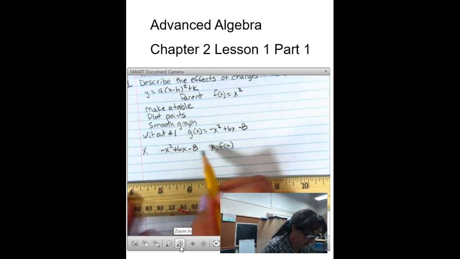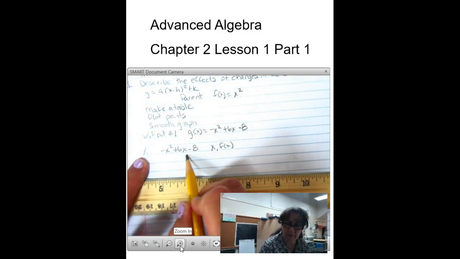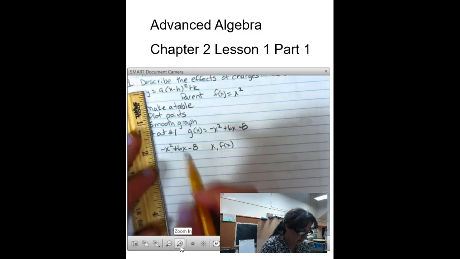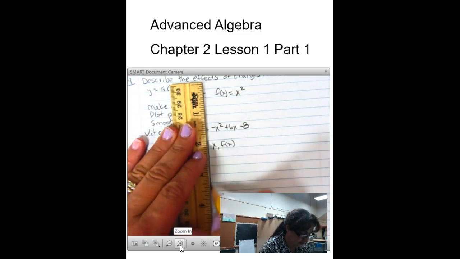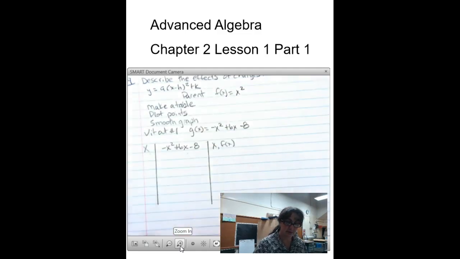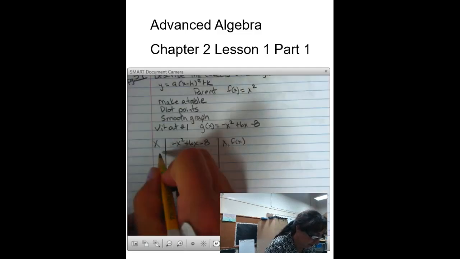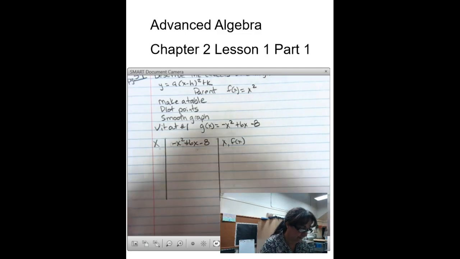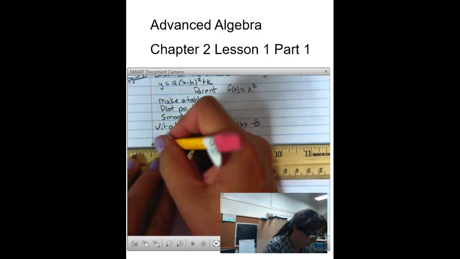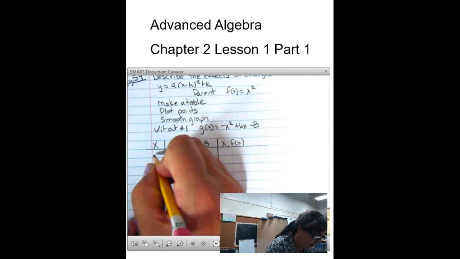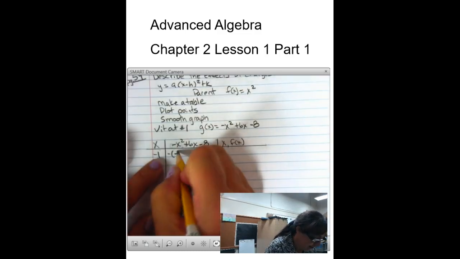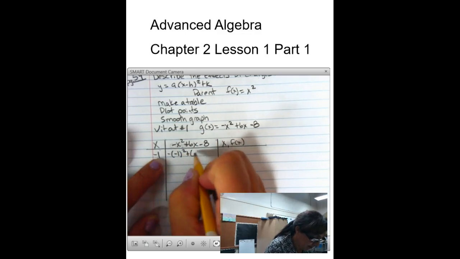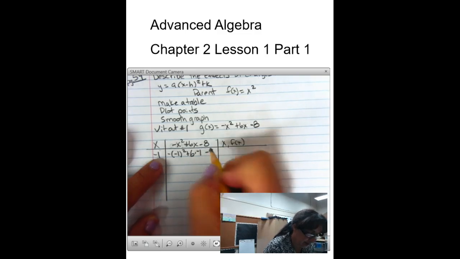So the answer to this, and this. So it's kind of like before when we made our chart and we had an x and a y. So I'm making this chart here. And the trickiest part is to know what numbers to start with. But I'm going to start with negative 1. Okay, negative 1. So I'm going to have minus negative 1 squared plus 6 times negative 1 minus 8.